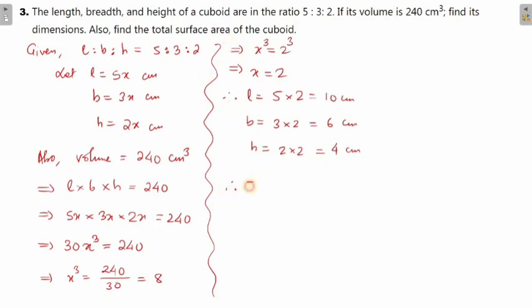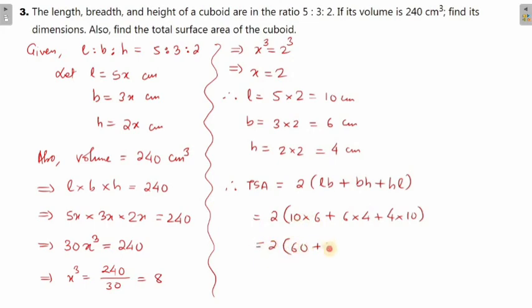So the formula for total surface area says it is 2 into (LB plus BH plus HL). Let's put the values now. 2 into (L, which is 10, into B, which is 6, plus B, which is 6, into H, which is 4, plus 4 into L, which is 10). Let's quickly evaluate this. 2 into (60 plus 24 plus 40). When you add them up, you get 124, right? When you multiply, you get 248 centimeter square as your total surface area.